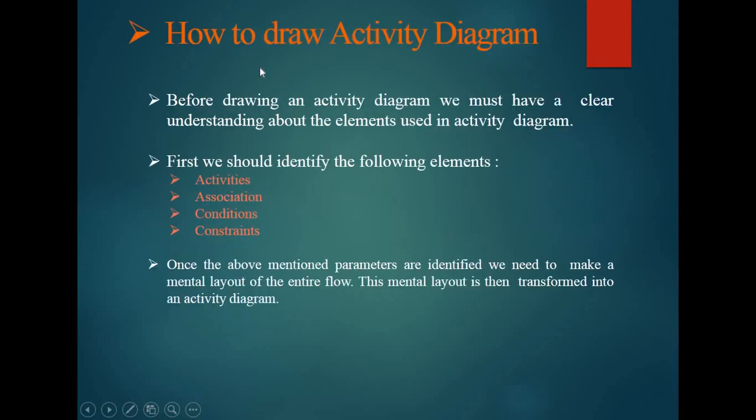Now, how we can draw activity diagram? Before drawing an activity diagram, we must have a clear understanding about the elements used in activity diagram. So these are the elements that we will use in the activity diagram. First one is activities, second one is association, third one is condition, and fourth one is constraints. Once these parameters are initialized, we need to make a mental layout of an entire flow. Means we will have to prepare a mental layout, means how our activity diagram will flow. This mental layout is then transformed into the activity diagram.